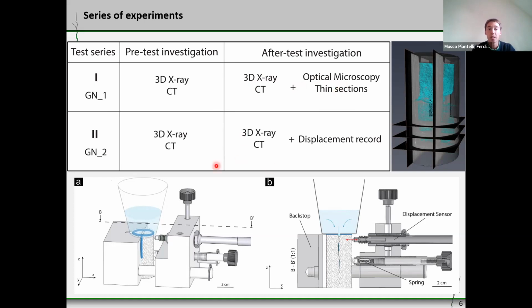Whereas in the second series of testing, we recorded during the testing, with the displacement sensor, how the aperture and closure of the fracture behaved during the testing. The extensometer was placed at the side of the sample in a custom-made sample holder.